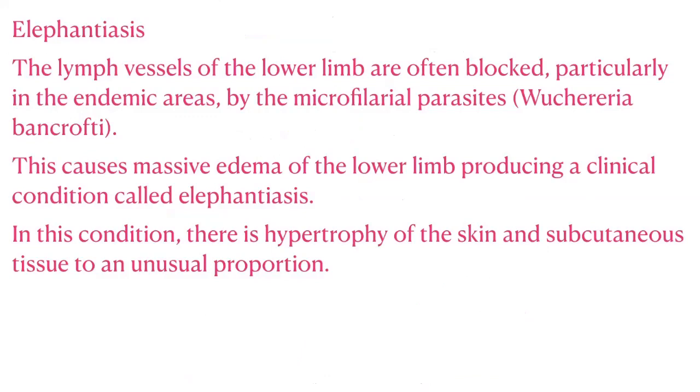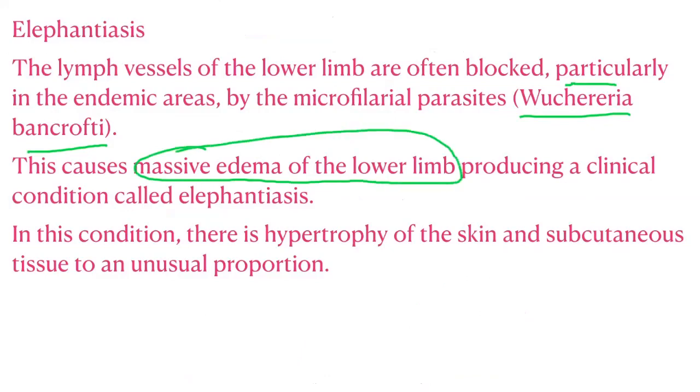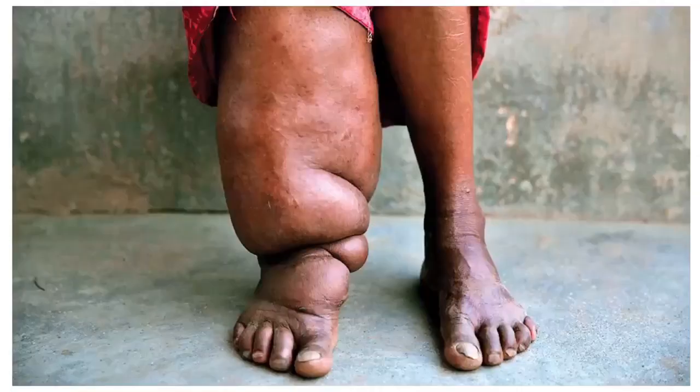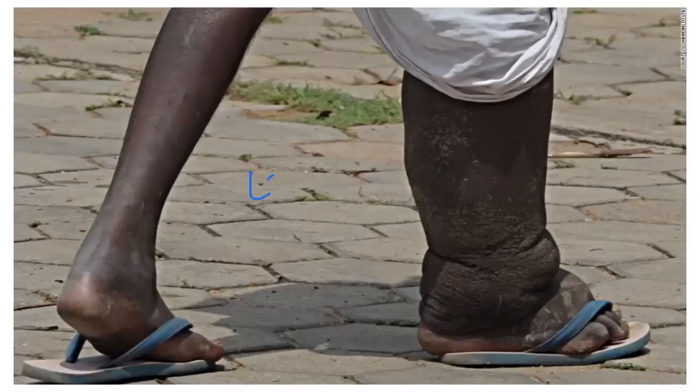Elephantiasis. Okay, so the lymph vessels of the lower limb are often blocked, particularly in endemic areas, by the microfilarial parasite Wuchereria bancrofti. This causes massive edema of the lower limb, producing a clinical condition called elephantiasis. Elephantiasis means a very big leg. Okay. In this condition, there is hypertrophy of the skin and subcutaneous tissue to an unusual proportion. So you see, this is elephantiasis, right? So this is elephantiasis.